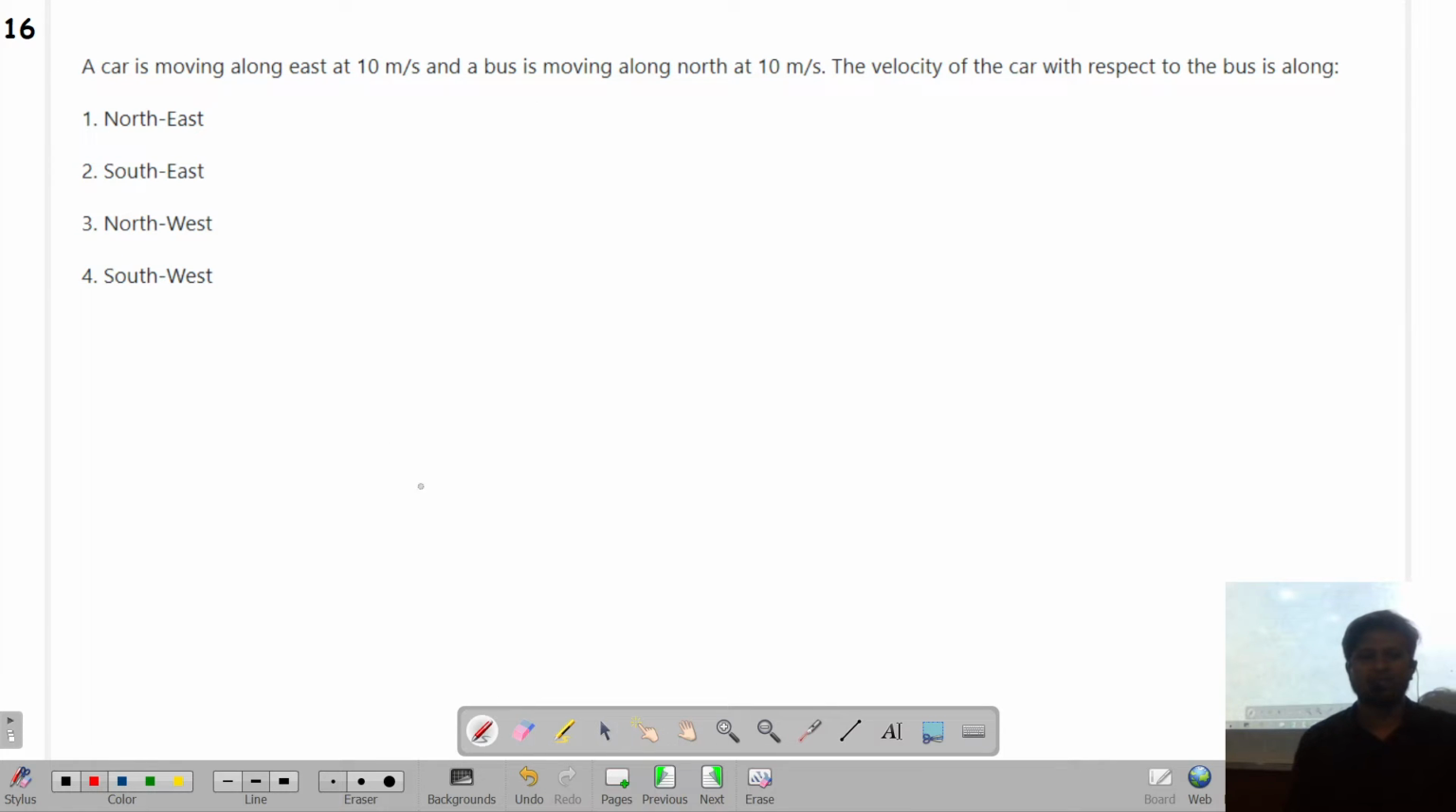Easy question. A car is moving along east at 10 meter per second. Bus is moving along north at 10 meter per second. Velocity of car with respect to bus. Tell me guys, what is the answer? Northeast, sir. Tell me how.